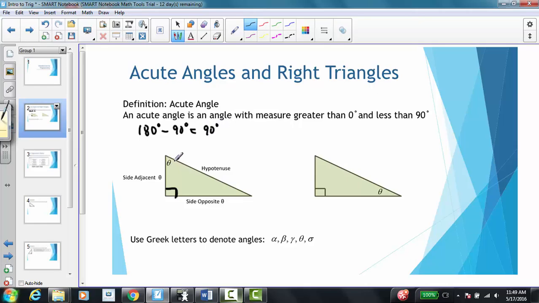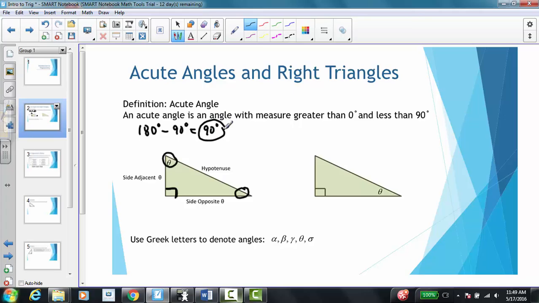So if I have two angles located here and then another angle located here, these two angles are always going to be acute angles because their sum has to equal 90 degrees. So they're always going to be less than 90 degrees.